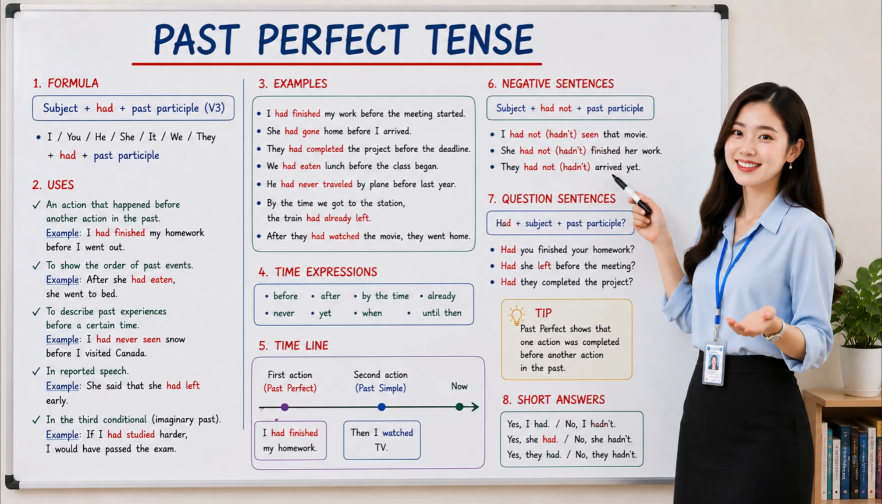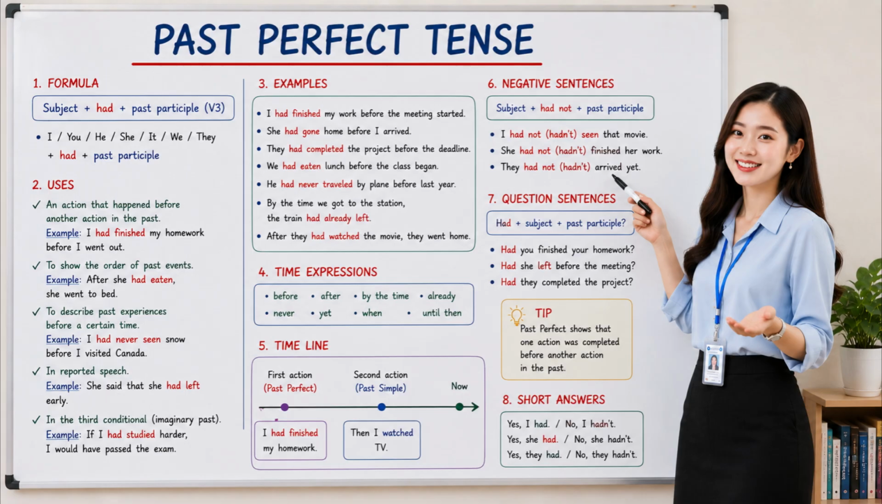The past perfect tense is formed using had plus past participle, verb 3. For example, I had finished my homework, she had gone home, and they had completed the project. No matter what the subject is, we always use had. This makes the tense simple to learn and use.